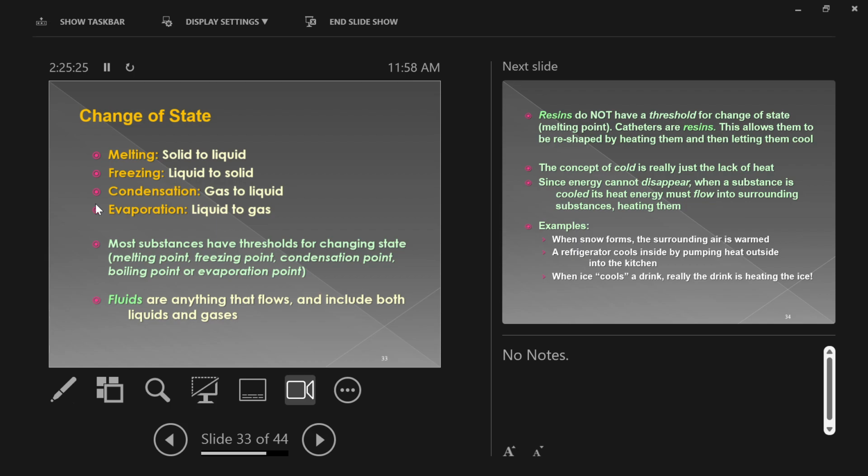Now, here's what's cool. These changes have a threshold, okay? For example, do you guys know what temperature water boils at?